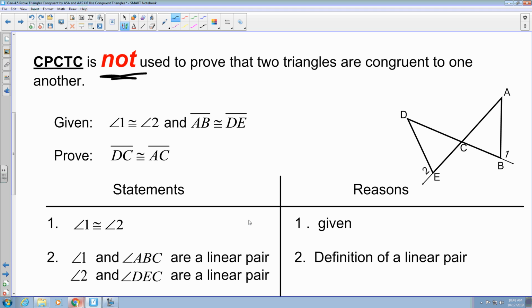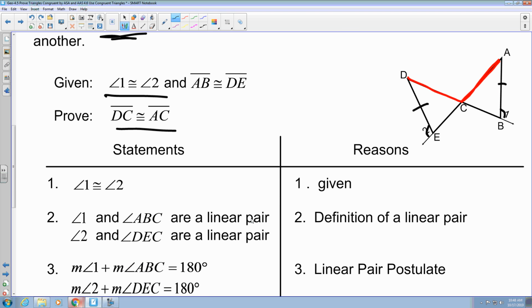So they're telling us right off the bat that angle 1 is congruent to angle 2, and AB is congruent to DE. So what they're asking here is they want us to find that DC, which is right here, is congruent to AC, which is right here. In this particular example, the first thing they're going to try to do is make out that triangle ABC and triangle DEC are congruent. So we have to take steps and be able to prove that.